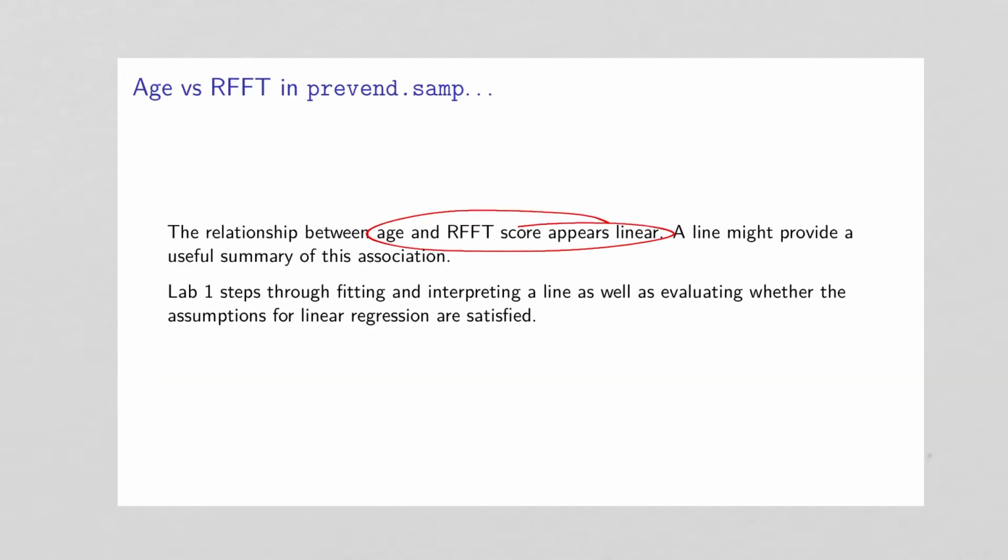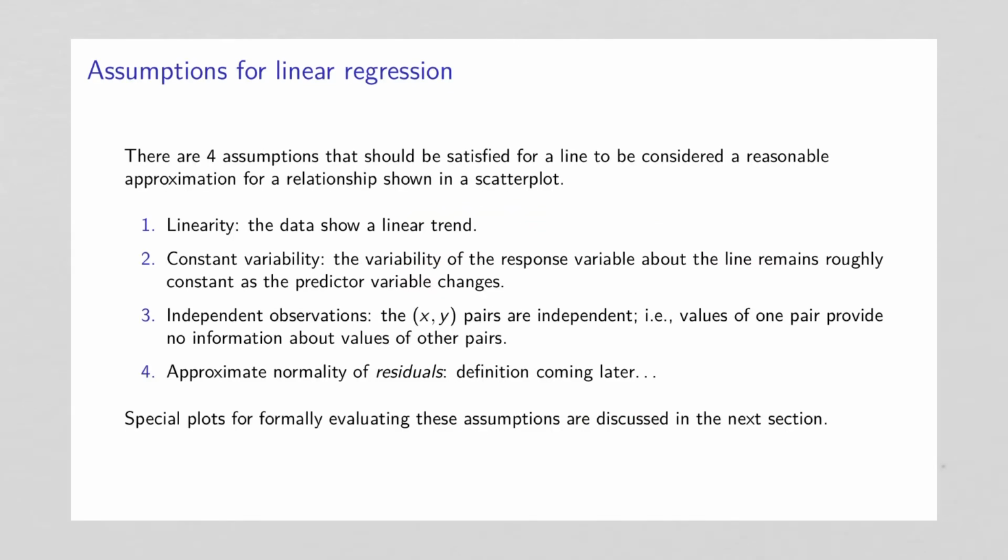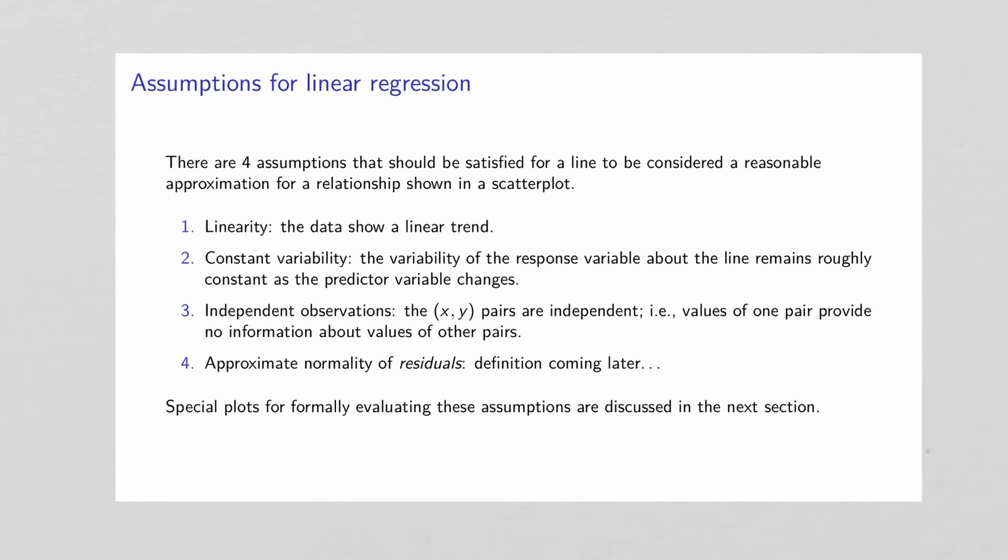Lab 1 showed you fitting and interpreting a line as well as evaluating whether the assumptions for linear regression are satisfied. Again, the assumptions are LINE: linear, independent, normally distributed, equal variances. There are 4 assumptions. Here we go. LINE: linearity, constant variability, which is the E in LINE, independent observations, which is the I, and normality of the residuals, which is the N. So we'll talk about that later.